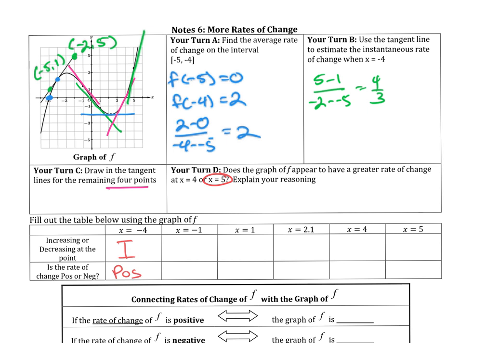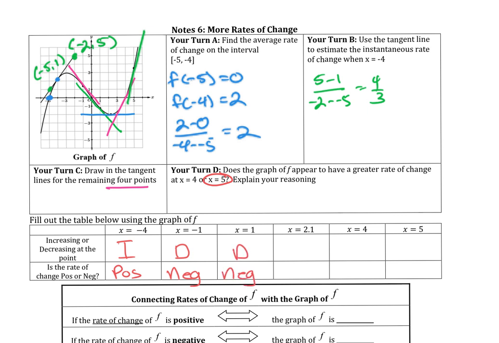I then can do the same thing for my other points. I can see that at -1, the graph is going down. My tangent line is also going down. So this one is going to be a decreasing function, and it's going to give me a negative rate of change. At x equals 1 is again a decreasing function, and it is going down, so our rate of change is also negative.